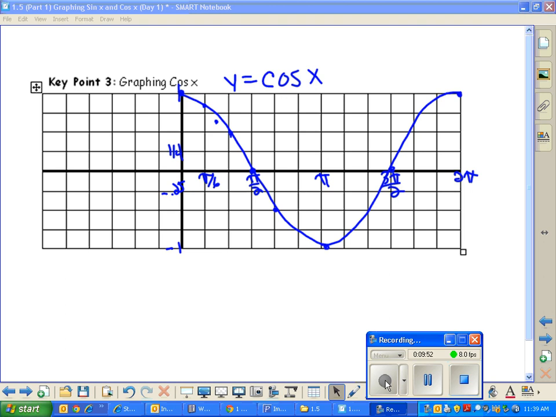Now what needs to happen to move forward in this class is for you to get a mental image. When I say y equals the sine of x, you know what that looks like. And then when I say y equals the cosine of x, you know what that looks like. So let's do that for a second.